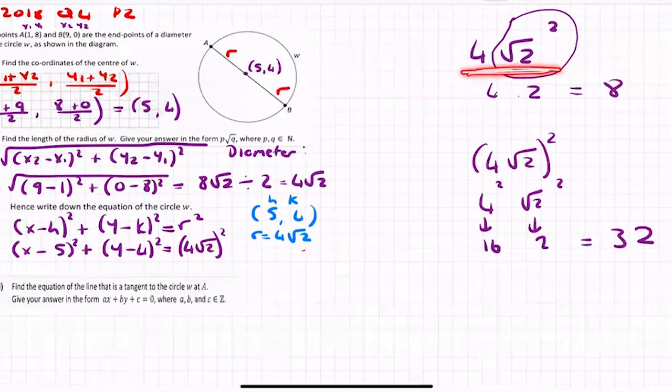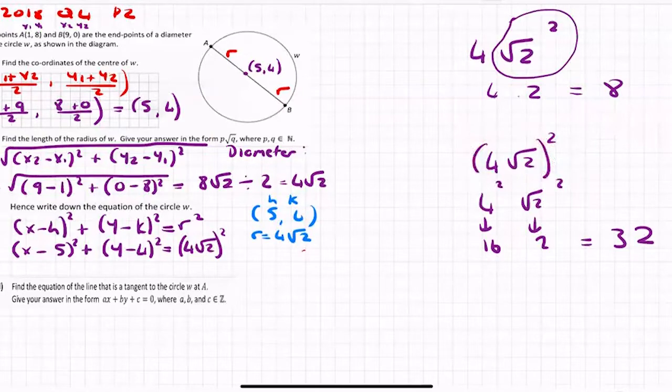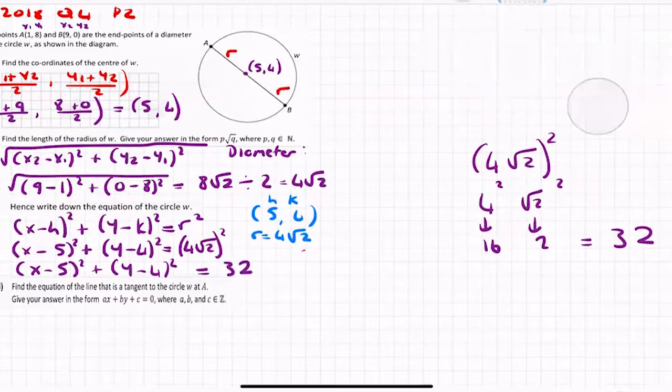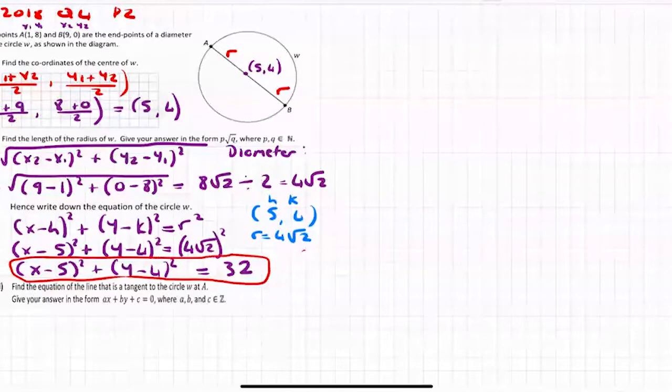Your calculator follows the rules of BOMDAS, which is why it squared this piece first before multiplying it by the 4. This in brackets, that's your B of BOMDAS, so the whole brackets get squared. Your calculator is programmed to follow the rules of BOMDAS. When you're leaving the equation of the circle, you just work out the r squared and you don't touch the left-hand side. Okay, so that is your answer there. That is the equation of that circle W.